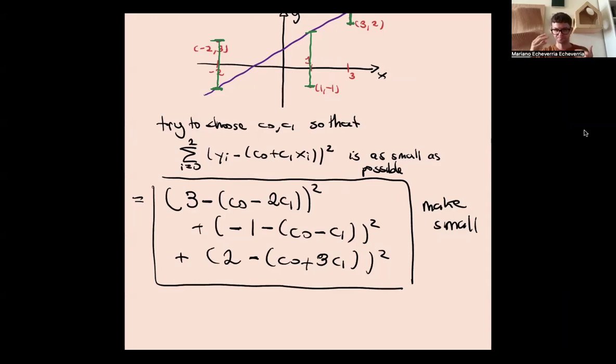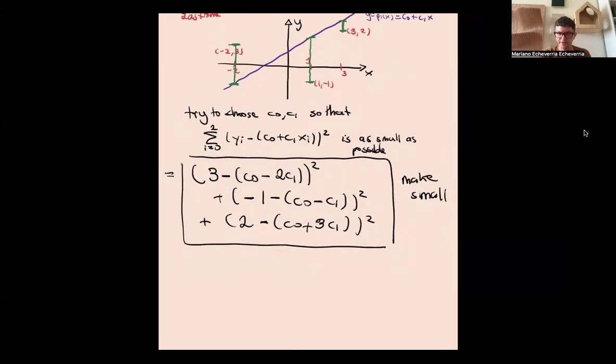To find that picture, what you have to do is introduce a little bit of terminology so that you can apply linear algebra. In this case, I'll create a couple of vectors and a matrix. The first vector is a vector y, which represents the y values of the measurements. In this case, the y values are 3, -1, and 2.